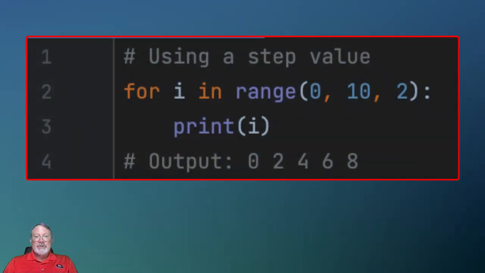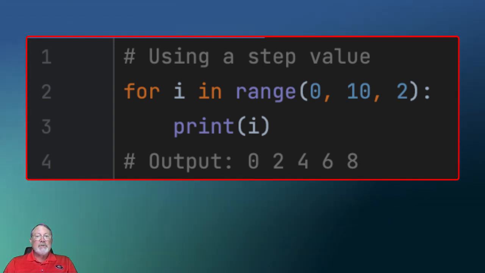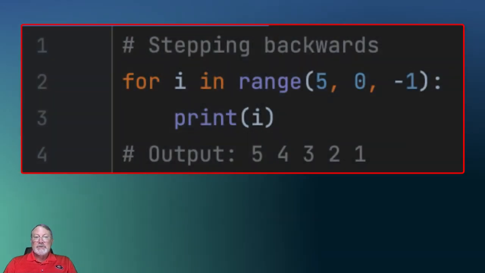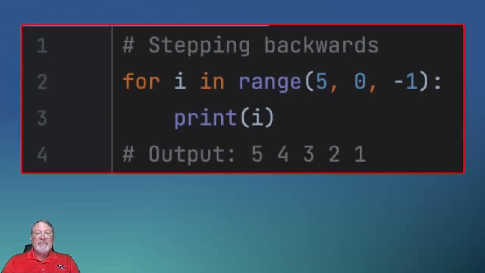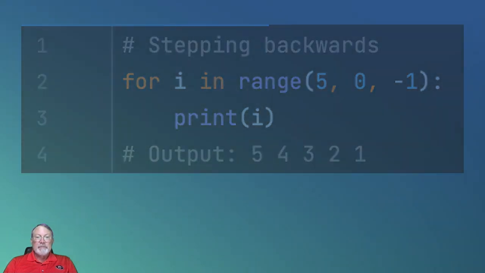We can also include a step value argument. Here we loop from 0 to 10 with a step of 2, meaning we go 0, 2, 4, 6, and 8. Recall we're not using the 10 because that's exclusive. You can even step backwards. Here we range from 5 to 0, going backwards 1 step at a time.